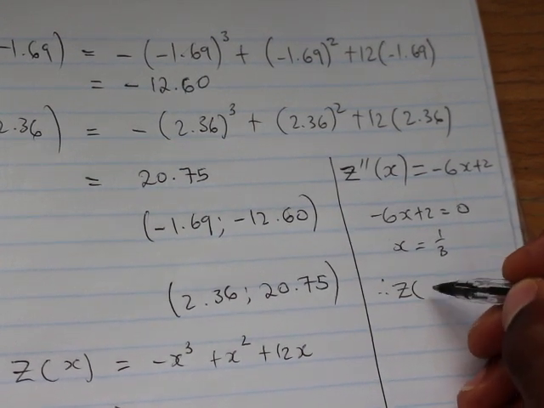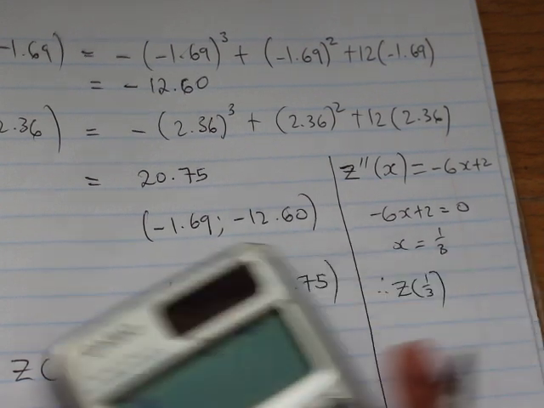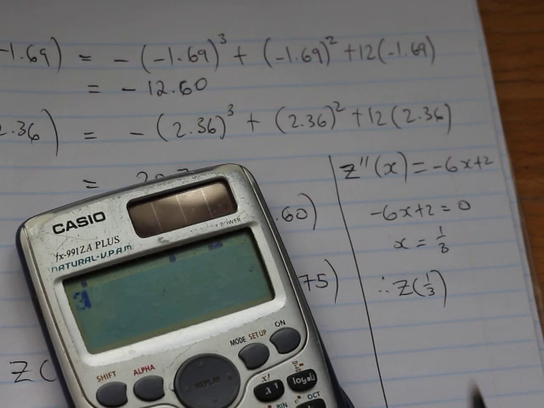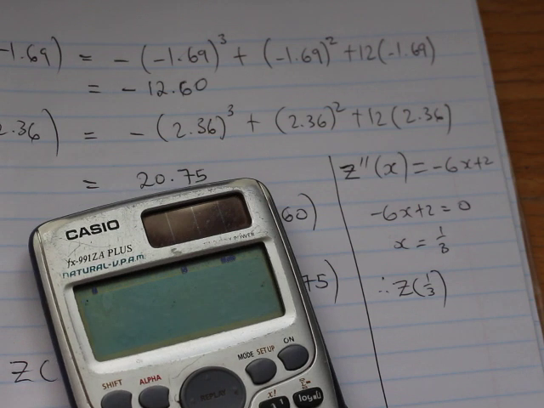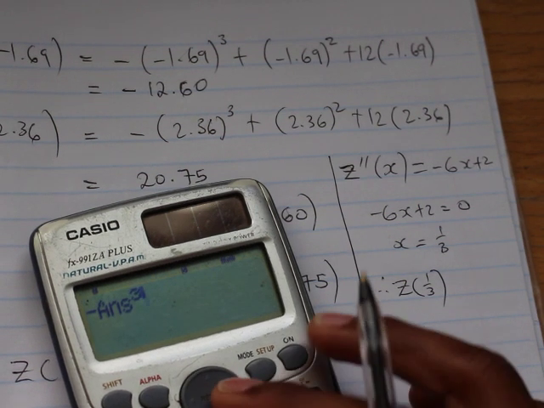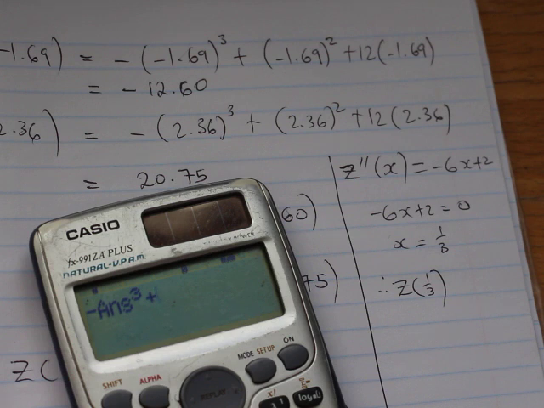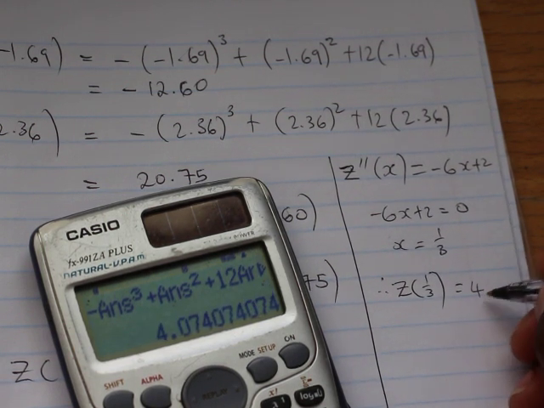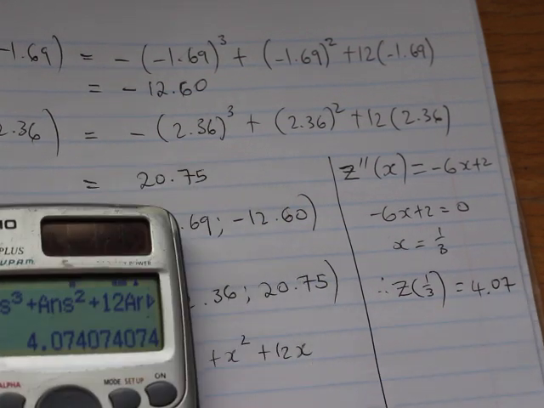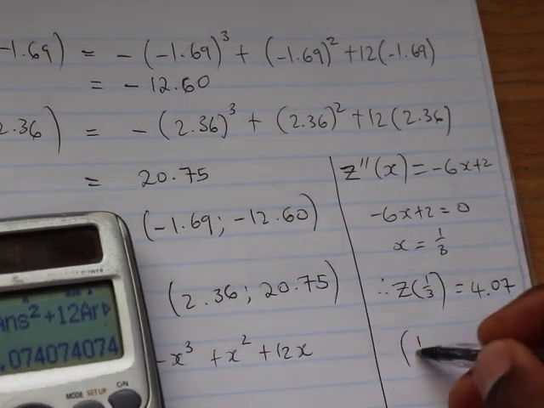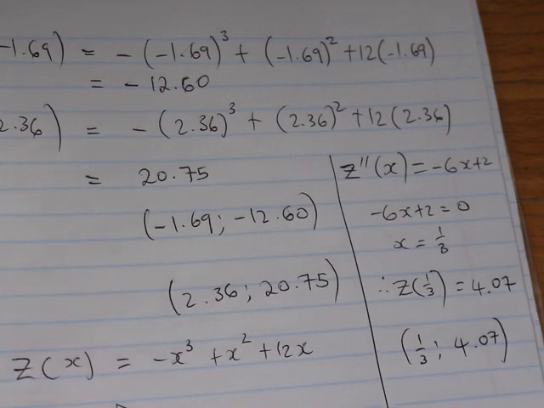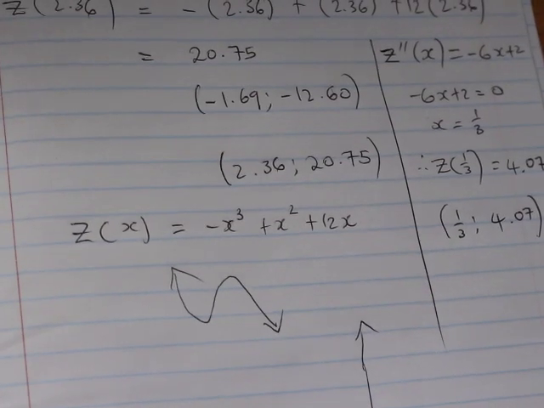Therefore z of 1 over 3, so we just use our calculator quickly. So we've got 3, and then minus answer cubed, we're just substituting now z of 3, and then answer squared plus 12 times answer, and we've got 4.07. So our point of inflection is basically going to be at 1 over 3 and 4.07. Almost missed it, but yeah.